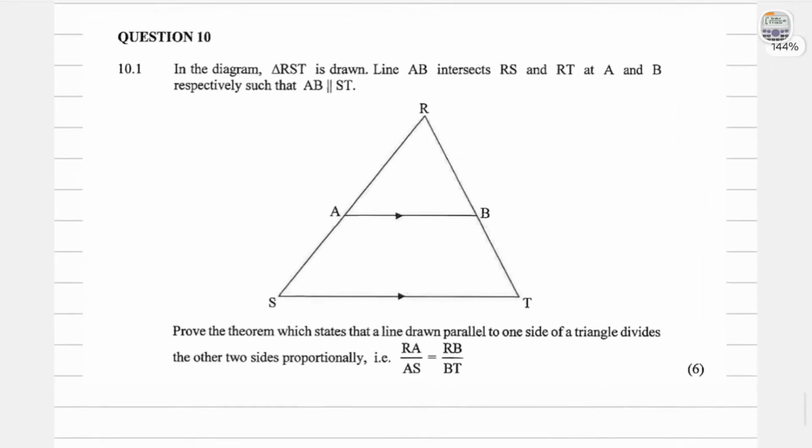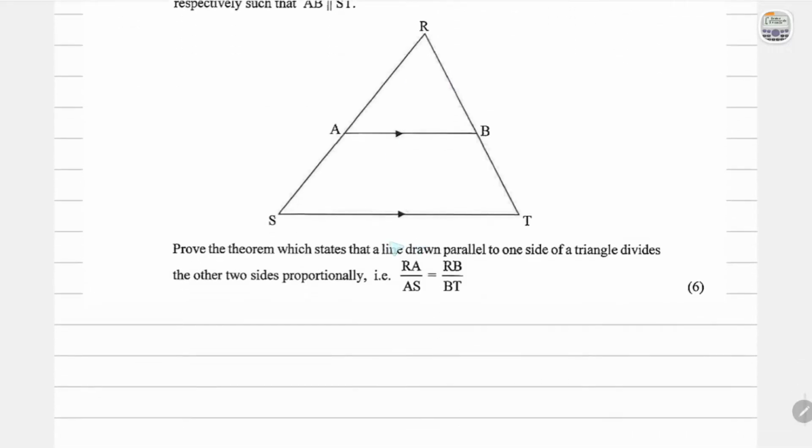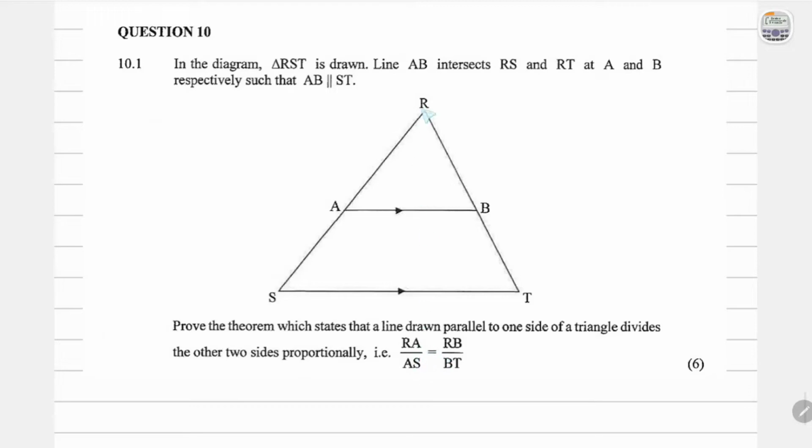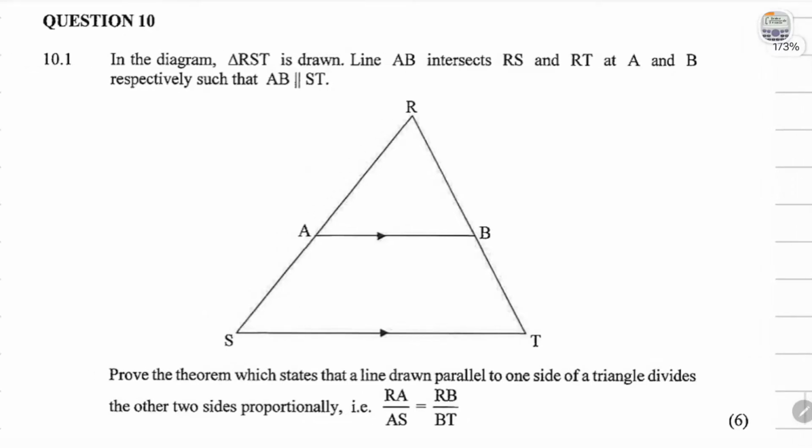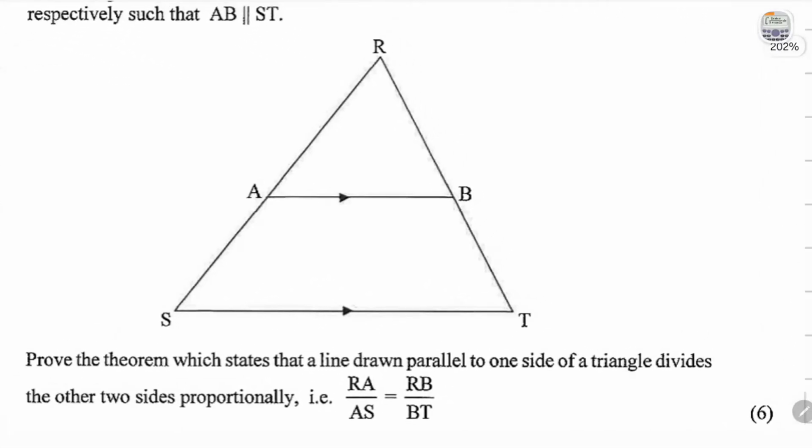Question 10.1 says, in the diagram triangle RST is drawn, and line AB intersects RS and RT at A and B respectively, such that AB is parallel to ST. Prove the theorem which states that a line drawn parallel to one side of a triangle divides the other two sides proportionally. They specifically want you to prove that RA over AS is equal to RB over BT. With this proof, we first have to sketch down some construction lines.